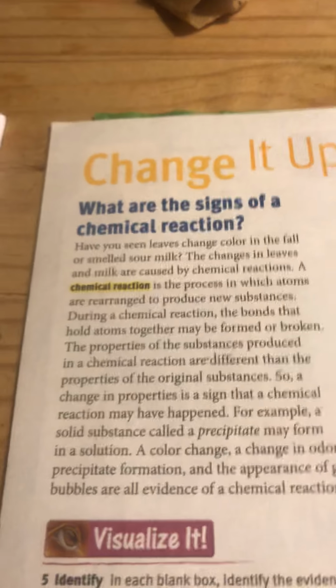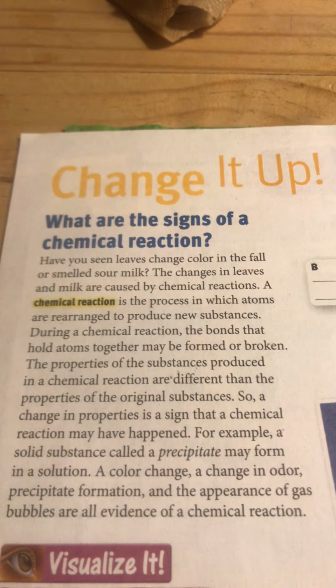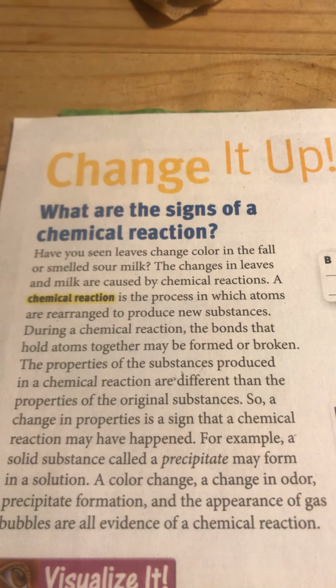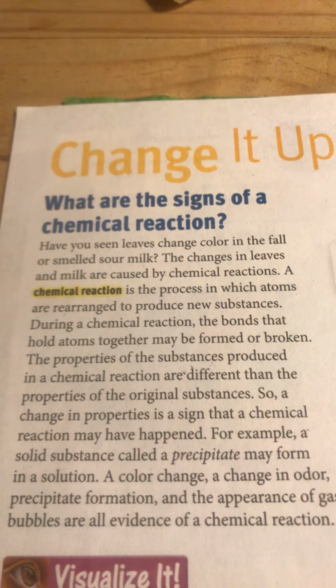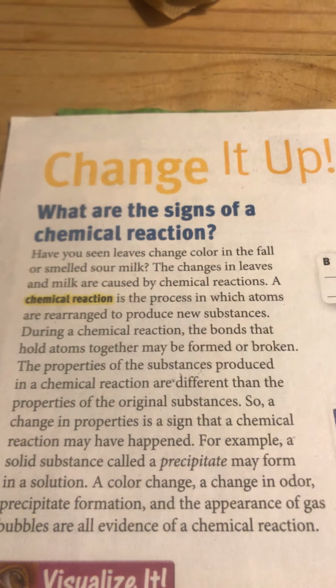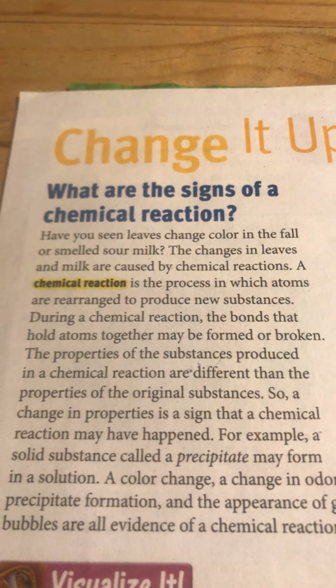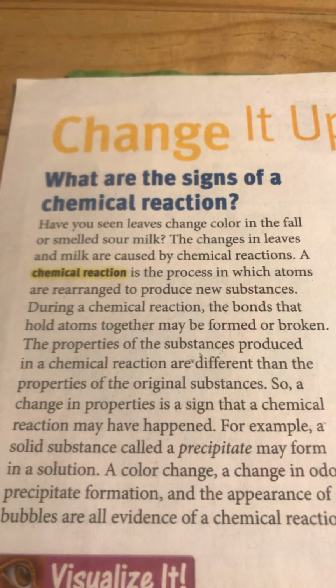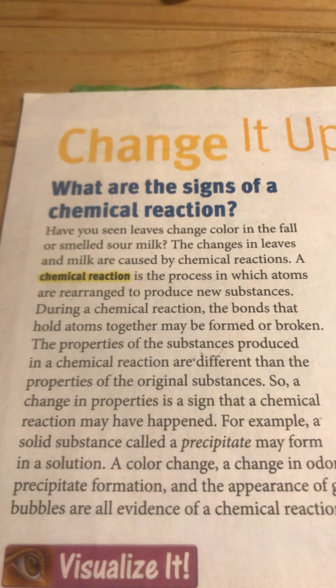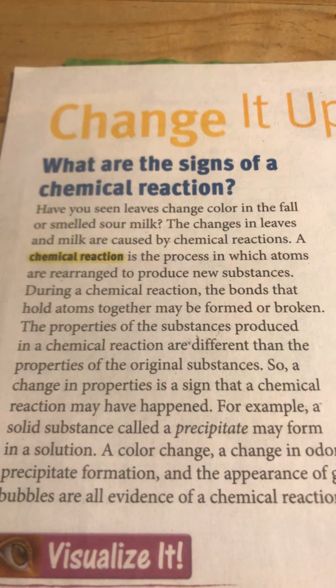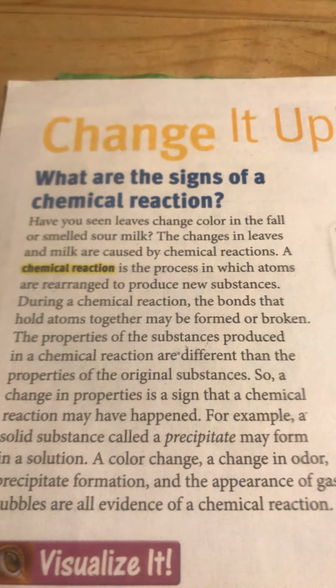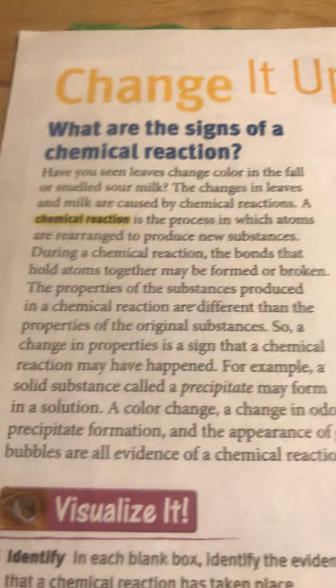Okay, what are the signs of a chemical reaction? So we're going to talk about a chemical reaction. Have you seen leaves change color in the fall or smelled sour milk? Yuck, sour milk. The changes in leaves and milk are caused by chemical reactions. A chemical reaction is the process in which atoms are rearranged to produce new substances. And we talk about reactants and products, don't we, when we do that? Here's a guy going, oh man, that's yucky.